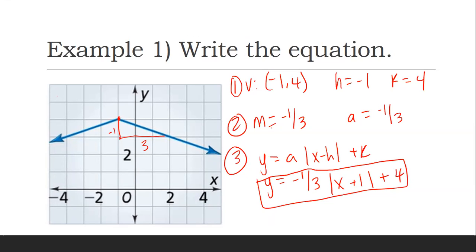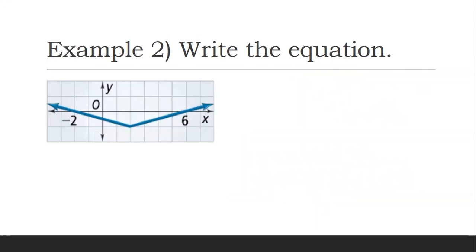All right, questions, comments, or concerns? We're gonna do one more together, and then you're gonna do one more on your own. There's really not a whole lot to practice here, so that's why we don't have a whole lot of practice with it. All right, so next again, step 1, identify your vertex.